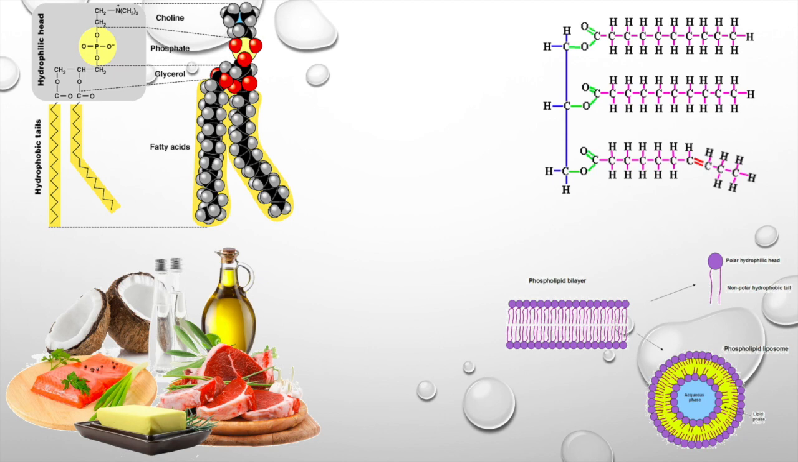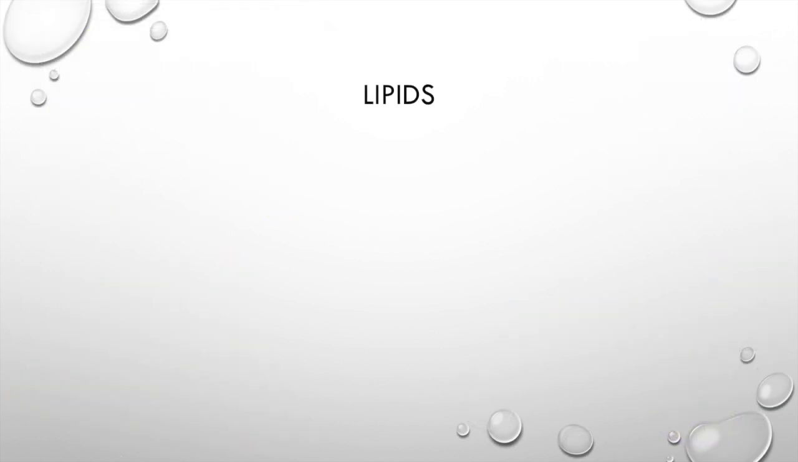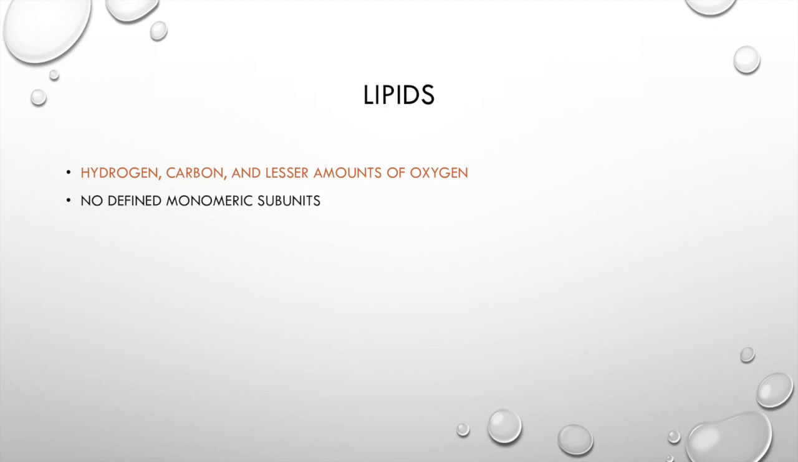Hello everybody, so today we're going to be focusing on another macromolecule, and that is lipids. So lipids are a variety of nonpolar biological molecules that are composed mostly of hydrogen, carbon, and lesser amounts of oxygen. Now, they're not really considered macromolecules because they're not as large as carbohydrates and not as complex, and they're also not polymers of some specific defined monomeric subunit like carbohydrates were defined polymers of monosaccharides, but lipids are not really like that.